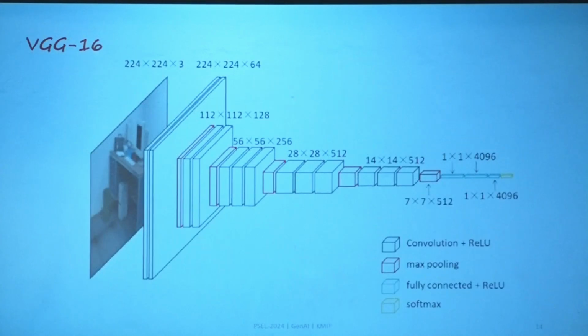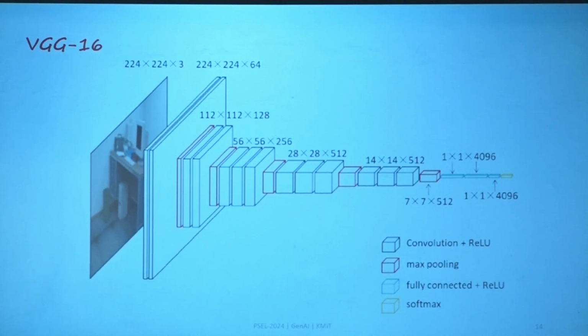Another one is AlexNet, and an important one is VGG16. The most popular one is VGG16, which we can use for many different tasks. Looking at this, you can see the black color is the convolution followed by ReLU activations, the red color is the max pooling layers, the blue color is the fully connected layers, and the last yellow color is the softmax activation.